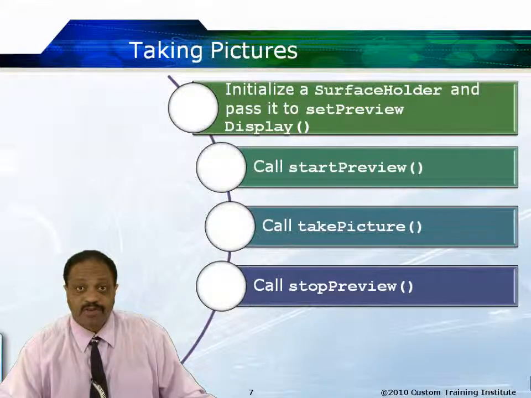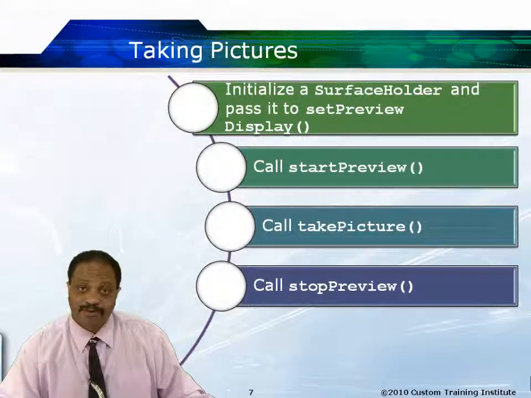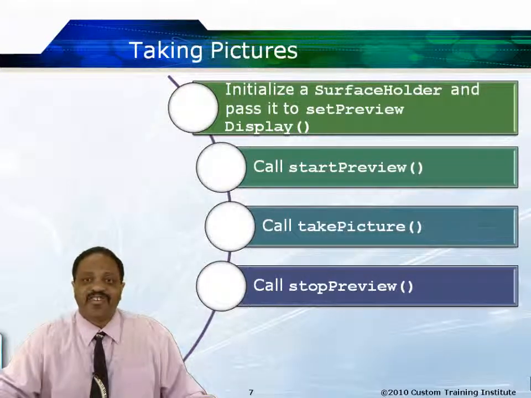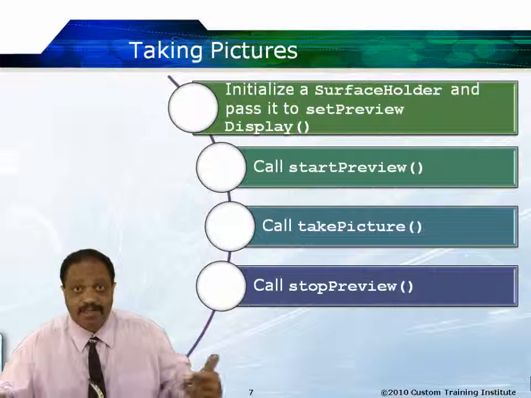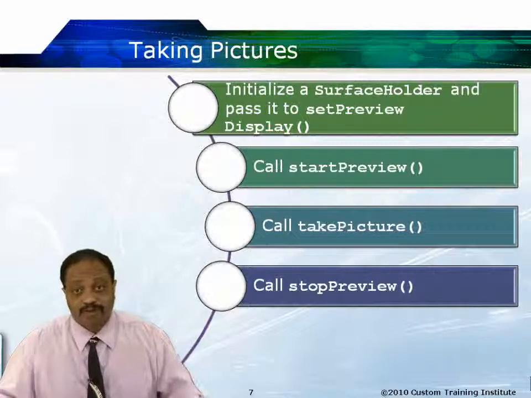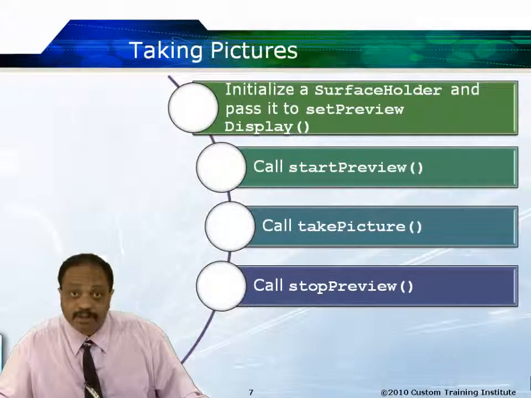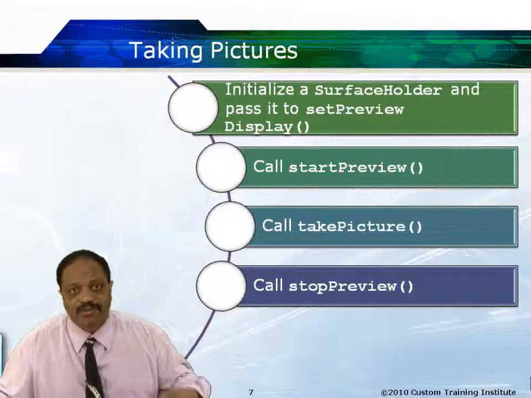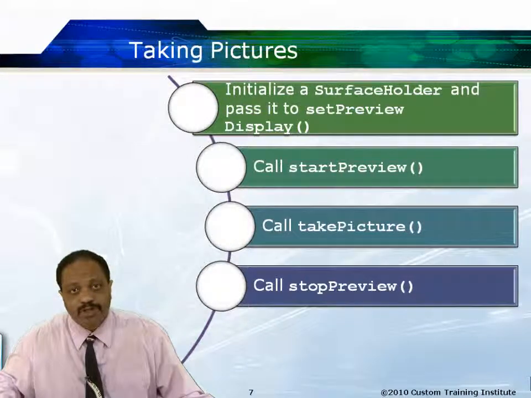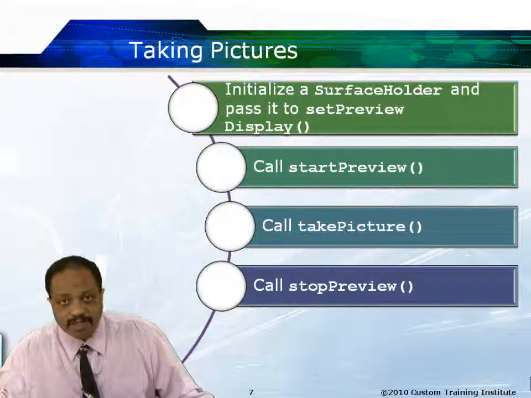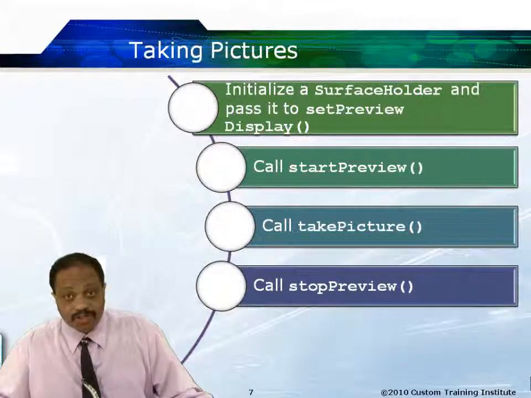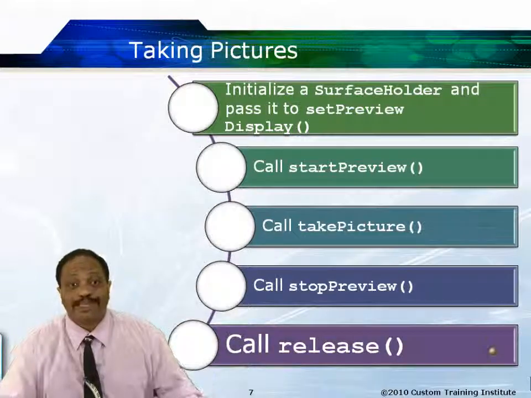So the sequence start preview, take picture, look at the picture, whatever, stop preview is sort of the infinite loop that you go through as far as taking pictures go. So to start the preview, take the picture, and then stop the preview. Now if you want to take another picture again, then you're going to call start preview again. So you go in that sort of infinite loop. So you loop through these last three steps until you've taken as many pictures as you want to or need to, what have you. And then once you've finished, then you call release.